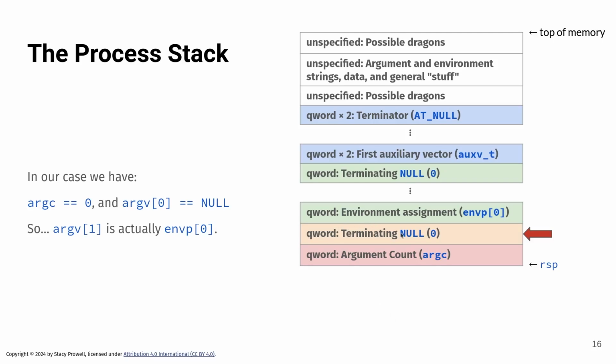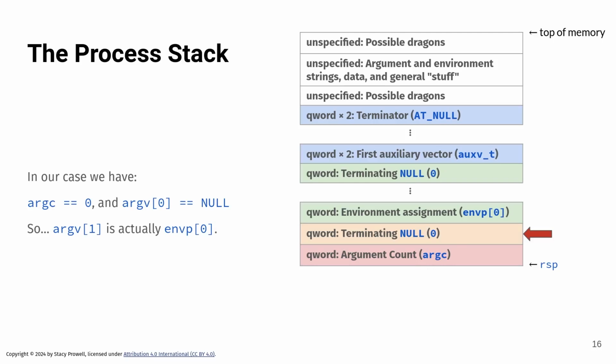Well, this is argv0, and based on pointer math, argv1 is pointing right here. So argv1 is actually the first environment string, envp0. First thing that's passed in from the environment. Okay, so be sure you got all this in your head right now.